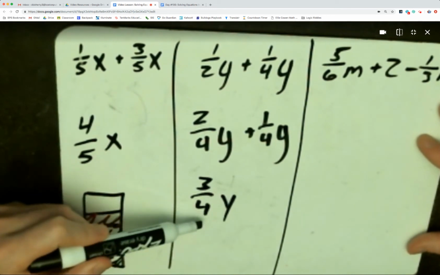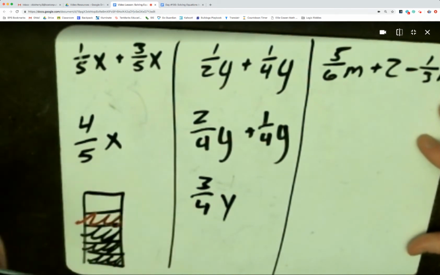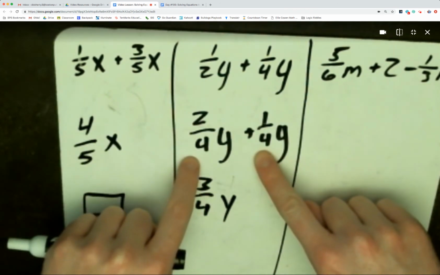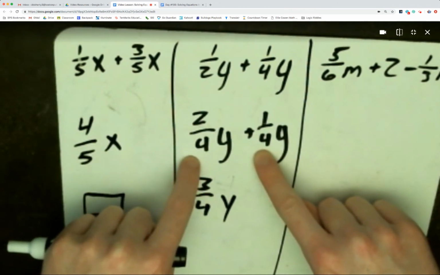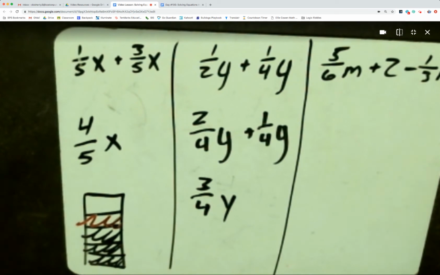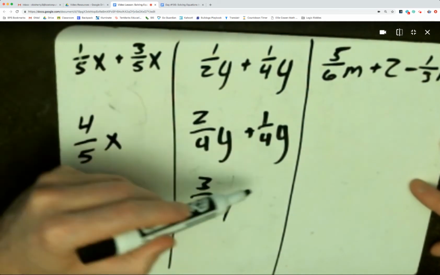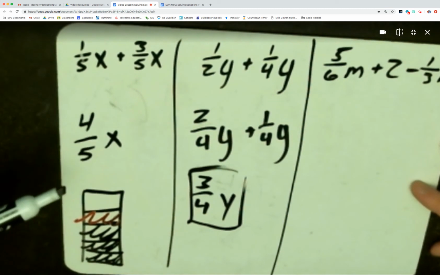That wasn't my best explanation ever. If you've got questions about when the denominators are not common, how we can get them to have a common denominator, please talk to your neighbor about it or put your name on classroom Q, see me or Miss Stewart. But this becomes 2/4 y plus 1/4 y, and that would give us 3/4 y at the end of the day.